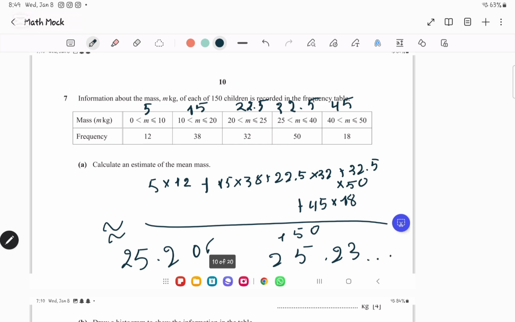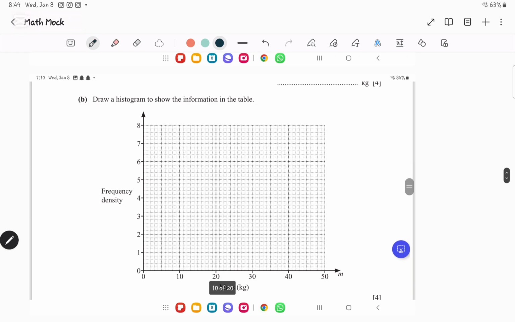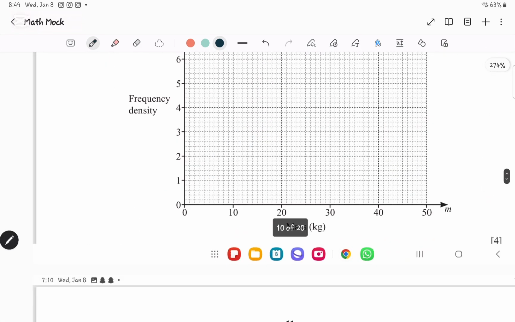This is how they put it in the marking scheme. Okay, so we move on. We need to draw a histogram to show the information in the table. Very simply, from 0 to 10, we have a frequency density.